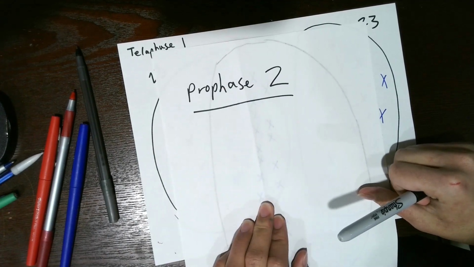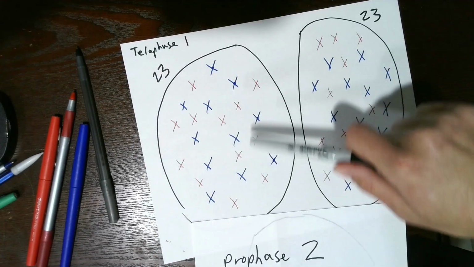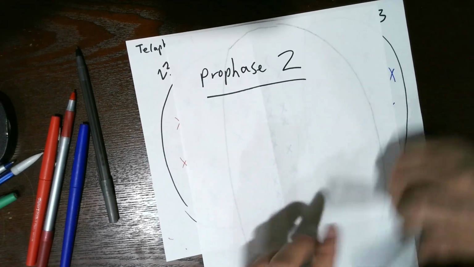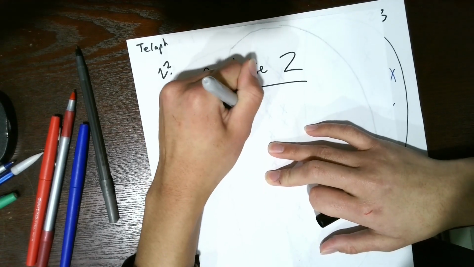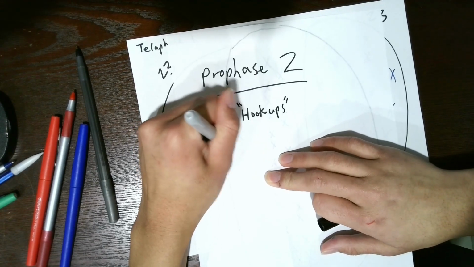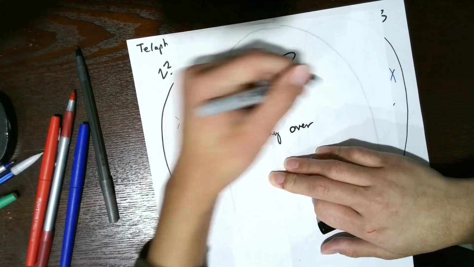Now prophase 2 is not very exciting. Each cell basically starts to condense again, get ready to divide, but there's no hookup phase in prophase 2. So in prophase 2, there's no hookups, which means there's no crossing over. So the genes don't shuffle anymore.